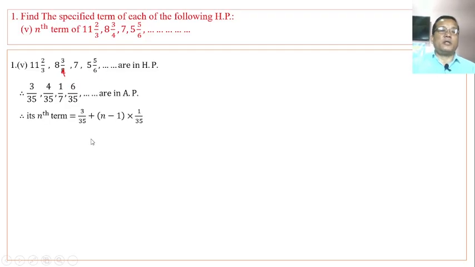The nth term is the first term plus n minus 1 times the common difference, which is 4 by 35 minus 3 by 35, that is 1 by 35. Simplifying, we get this. Then we take the reciprocal, so the nth term of the given HP is obtained. Therefore the required nth term of the given HP is the reciprocal of this, that is 35 by n plus 2.